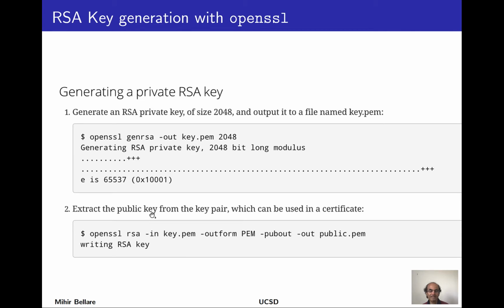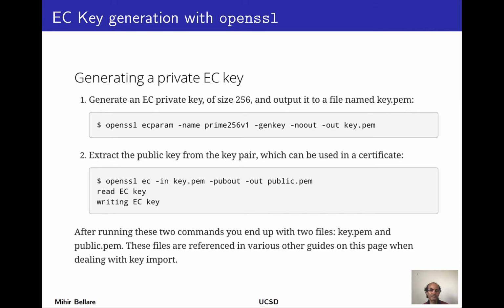You can then extract that public key from the key pair. So if you run this operation, it will put in this file just the public key, because that's the thing you want to send to the CA. You could also generate elliptic curve keys. So if you want to generate an elliptic curve key of size 256, you run OpenSSL with some name which tells it what the curve is. And again, it'll put everything in a file for you, and you can extract out the public key.